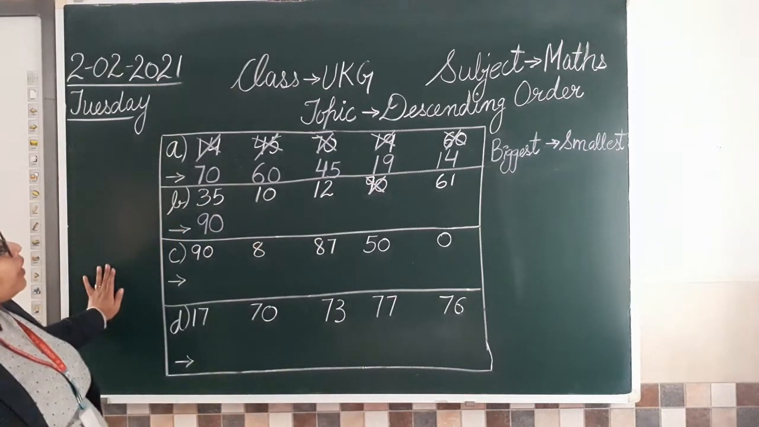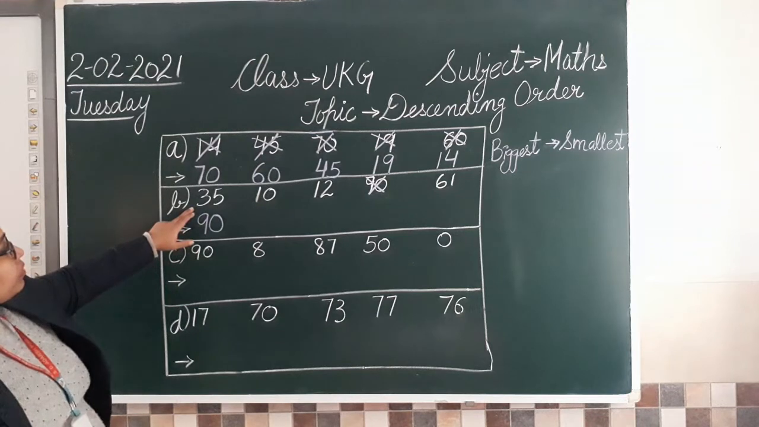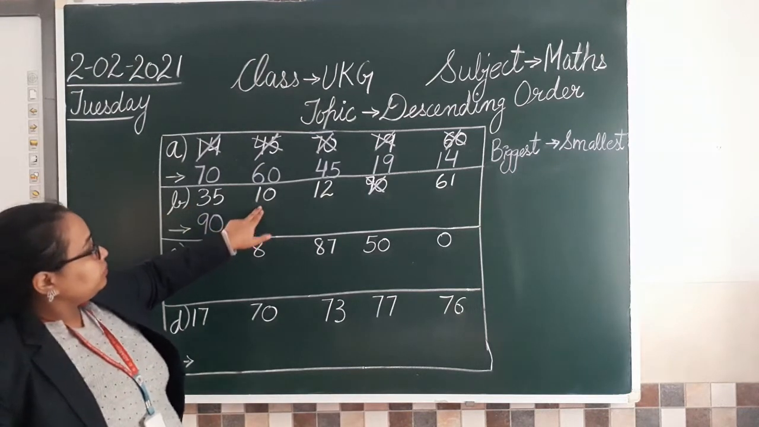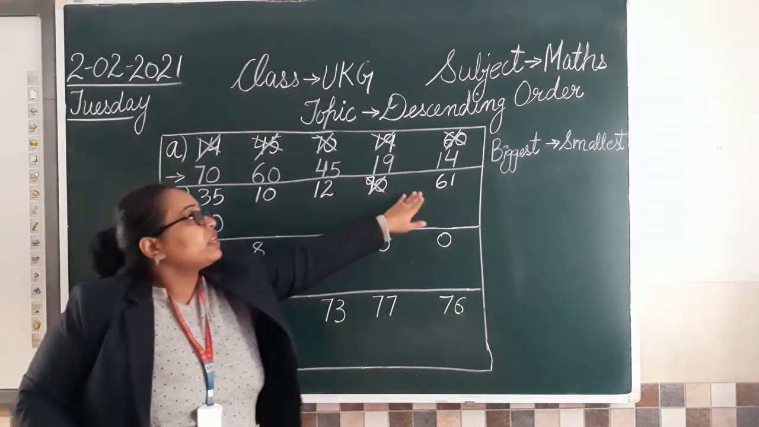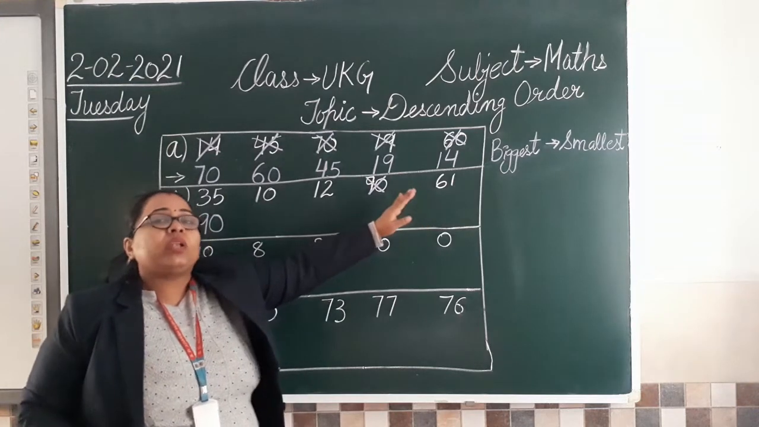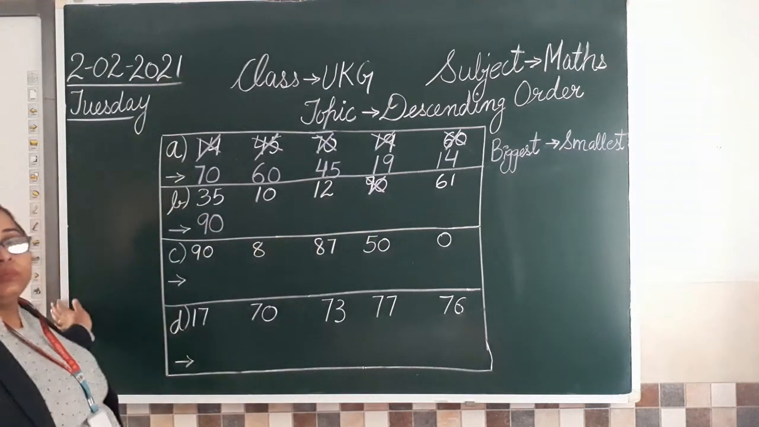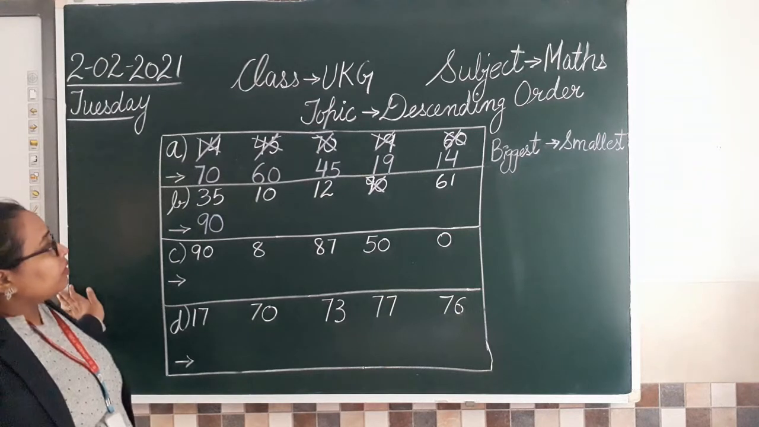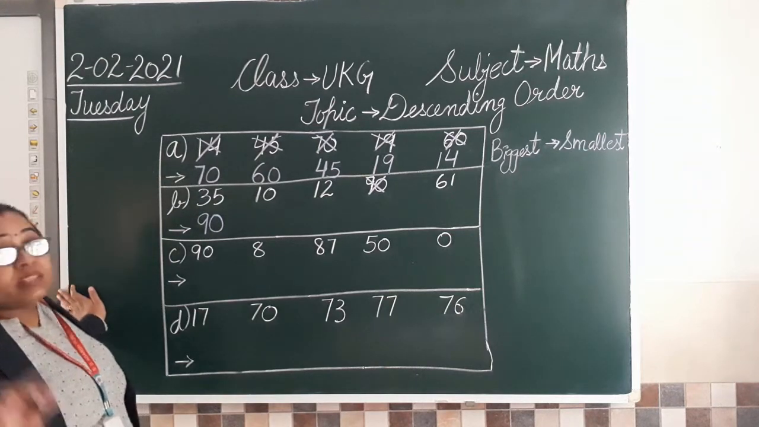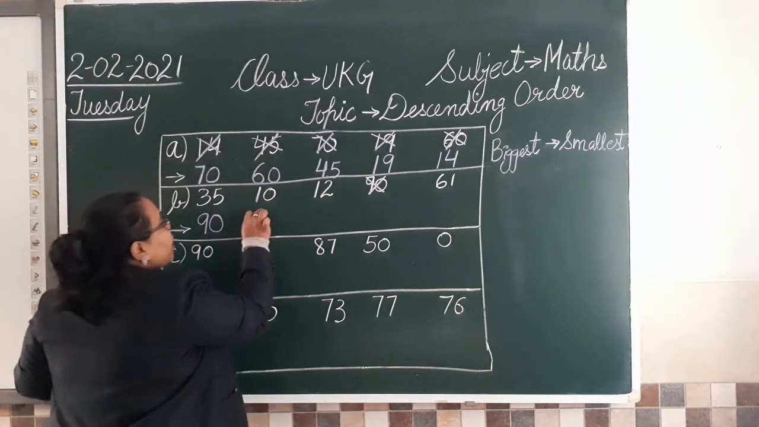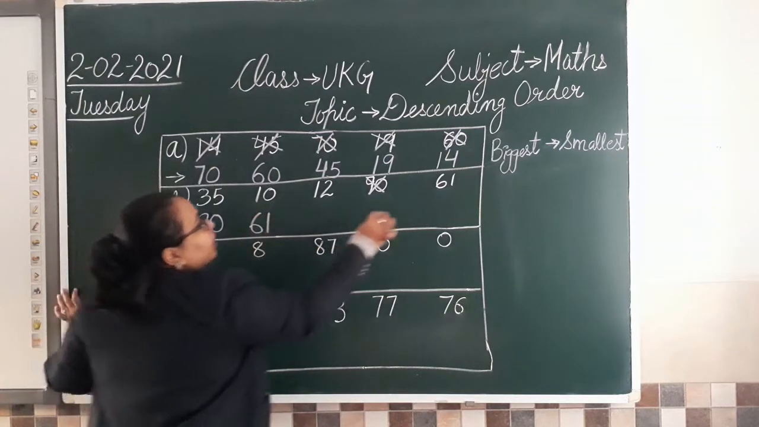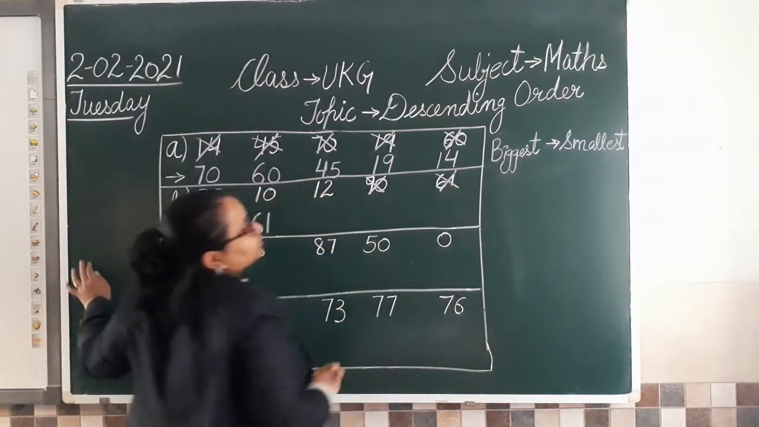Understood? Now we have 35, 10, 12, 61. So can you tell me which is the biggest now? Think of it. 61. Yes. So we are going to write 61 and we will cross it here.